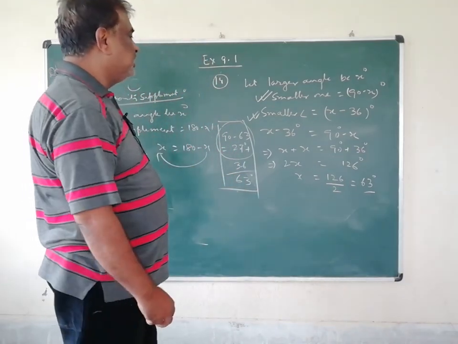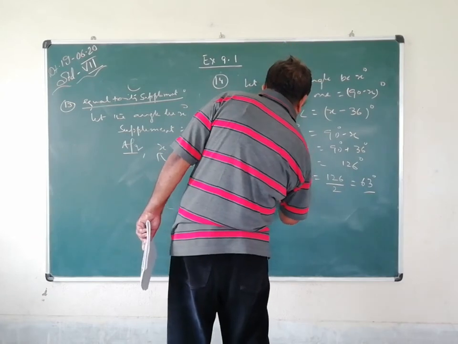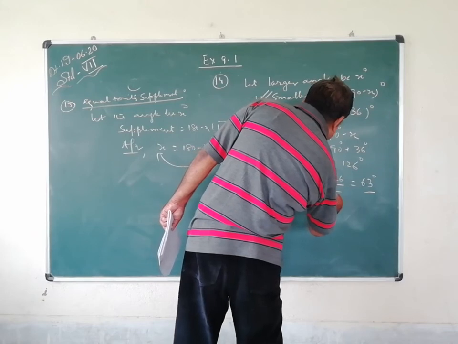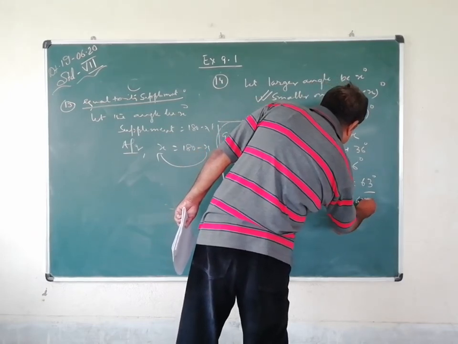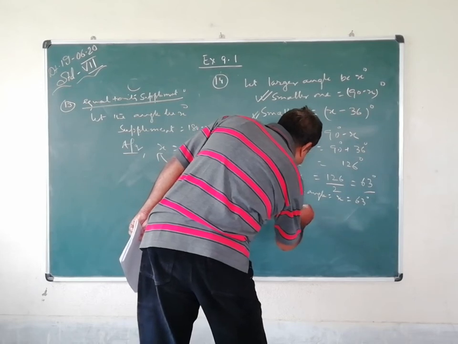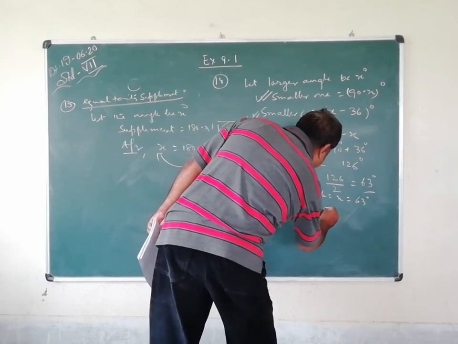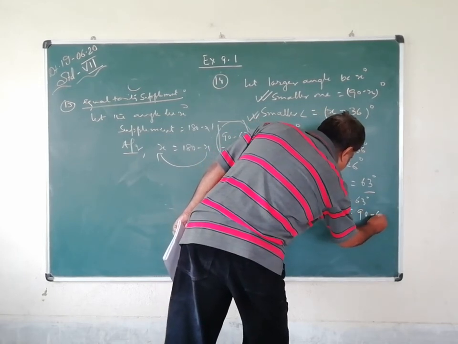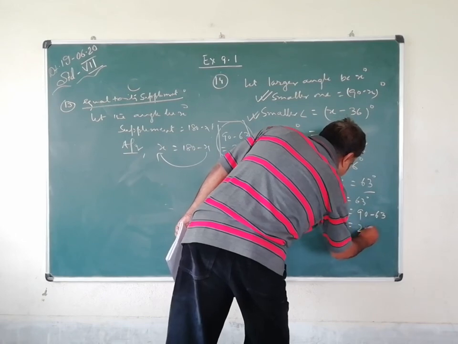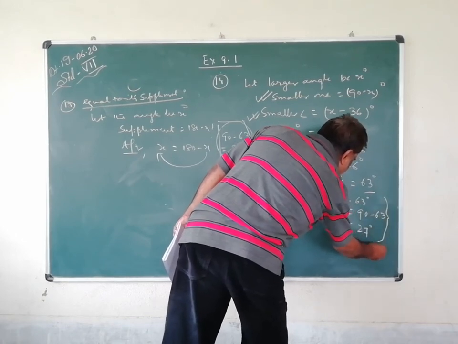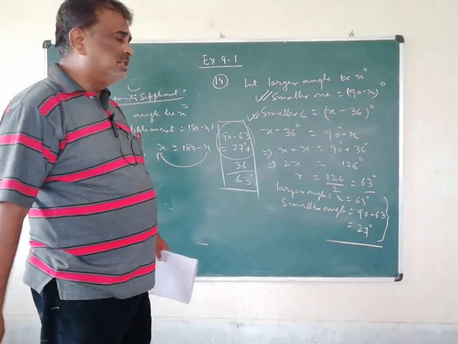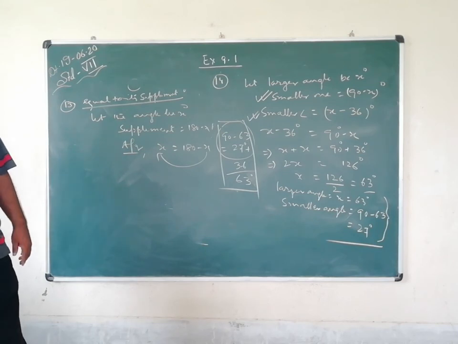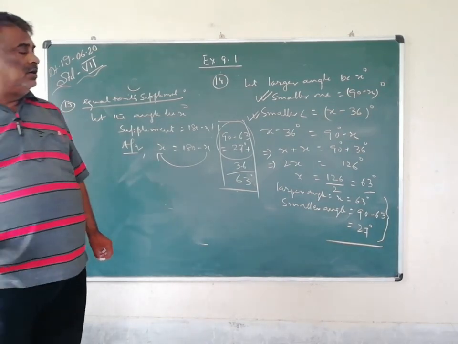Our larger angle is x, equal to 63 degree, and the smaller angle is equal to 90 minus 63, that is equal to 27 degree. So these two angles we had to find out, and we have found them: 63 and 27 degree. So your first exercise is completed, and I think that you can understand this one.